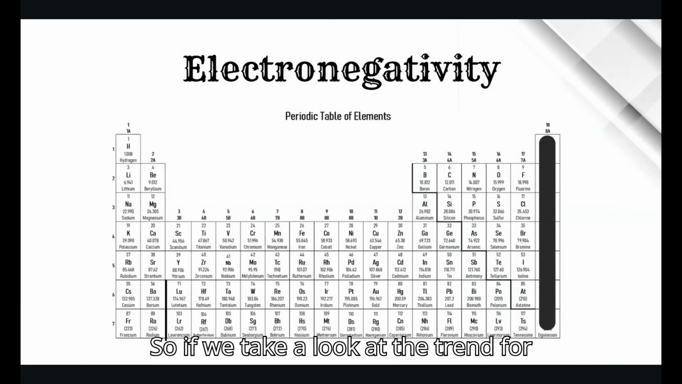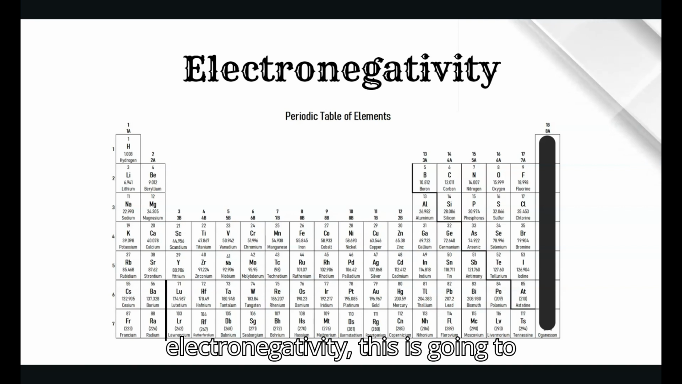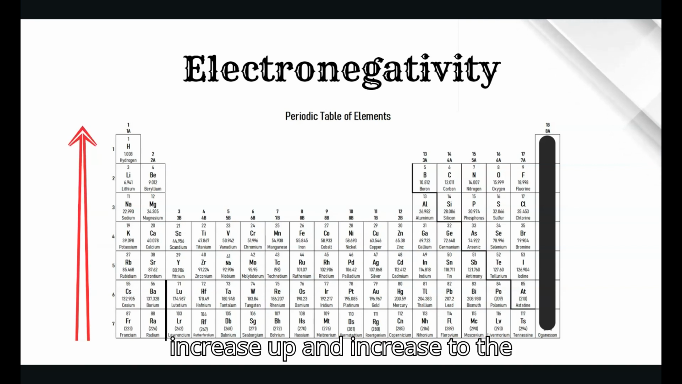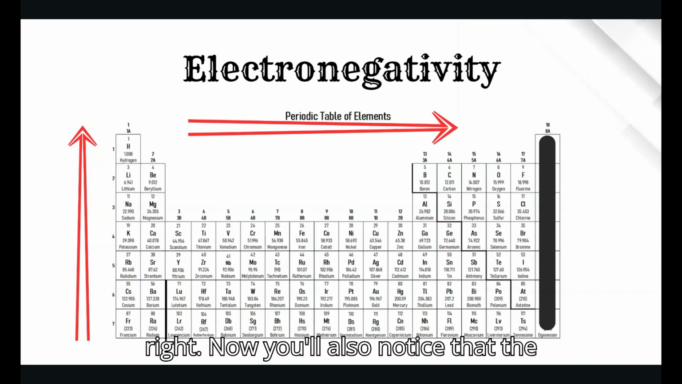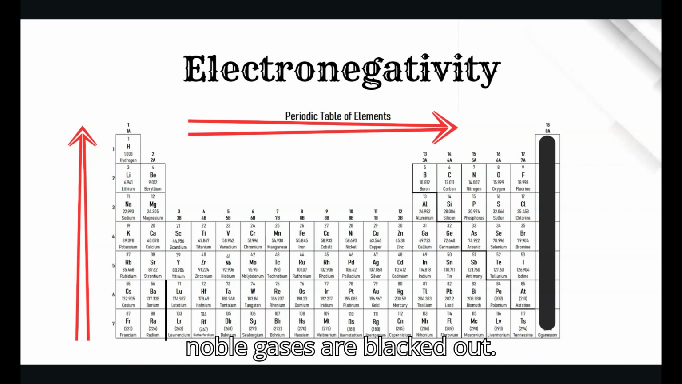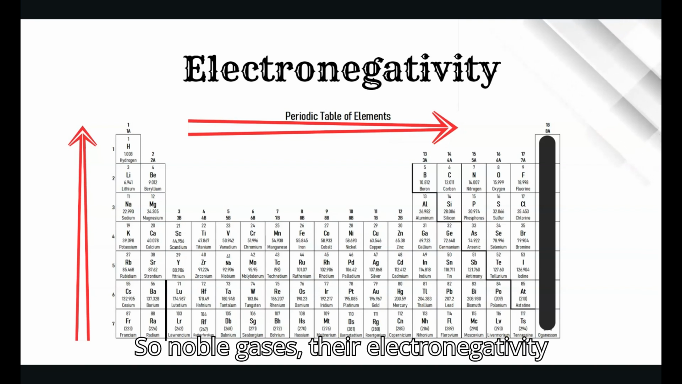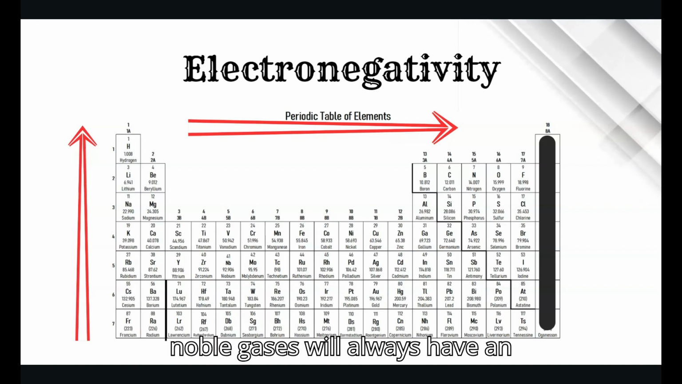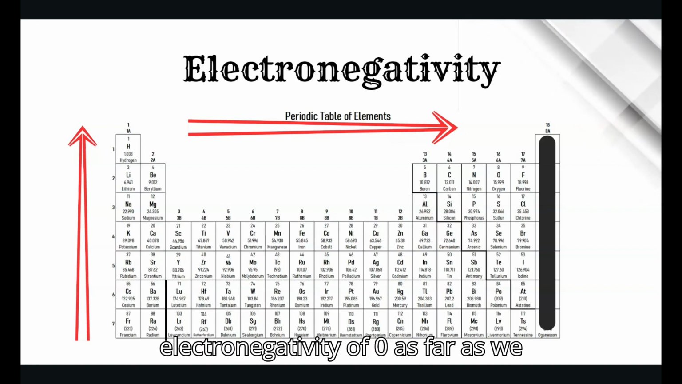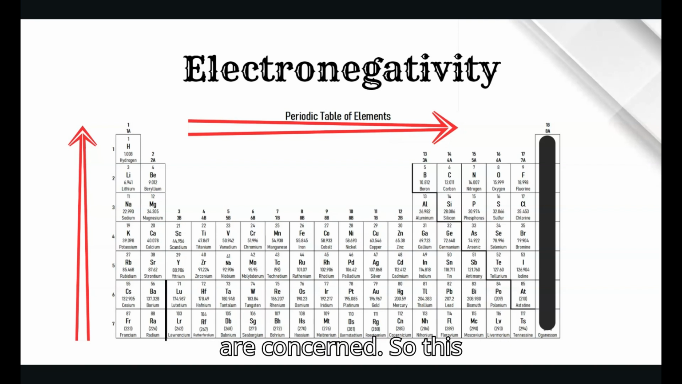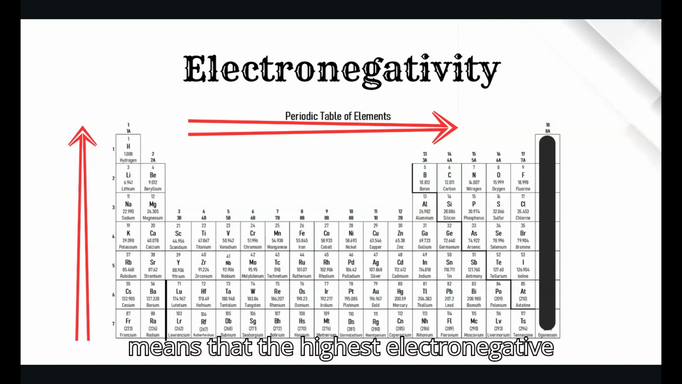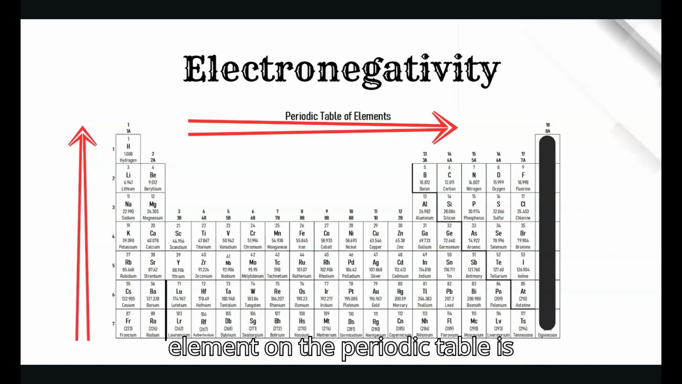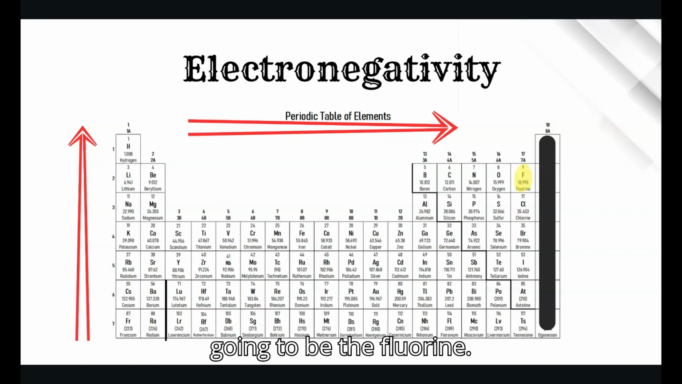If we take a look at the trend for electronegativity, this is going to increase up and increase to the right. You'll also notice that the noble gases are blacked out. Their electronegativity will be essentially zero. Your noble gases will always have an electronegativity of zero as far as we are concerned. This means that the most electronegative element on the periodic table is fluorine.